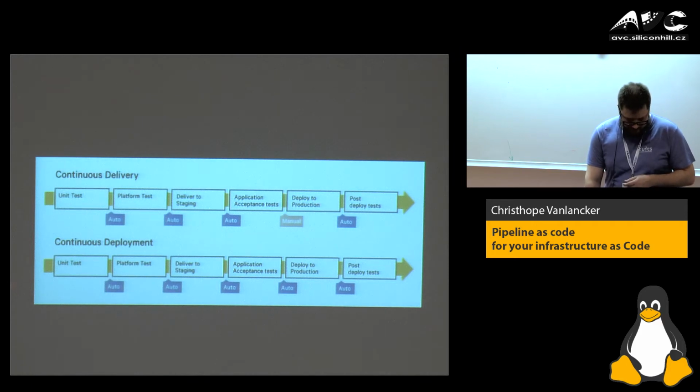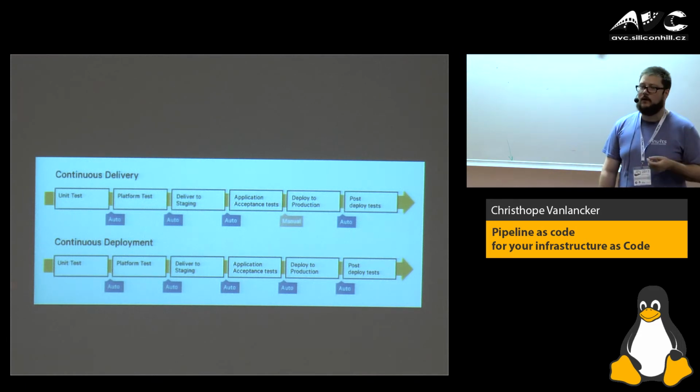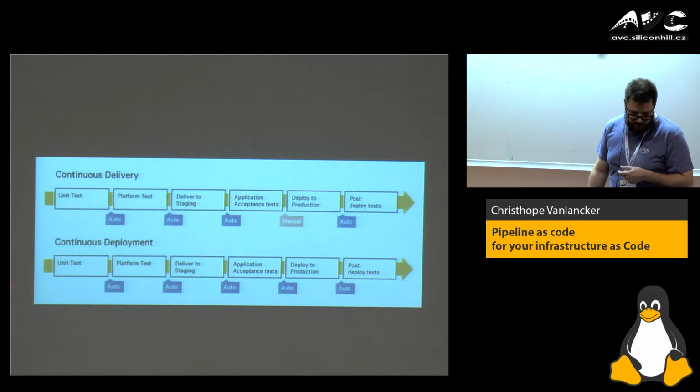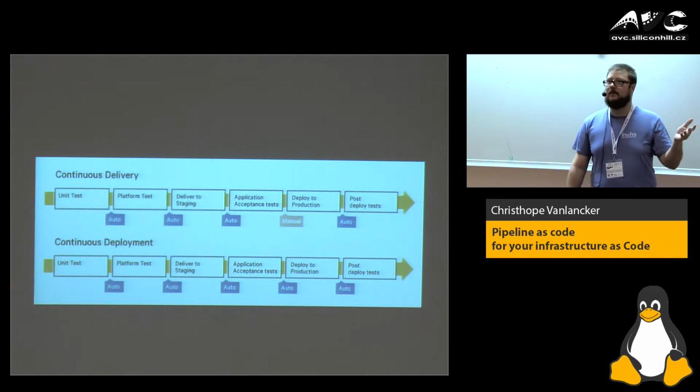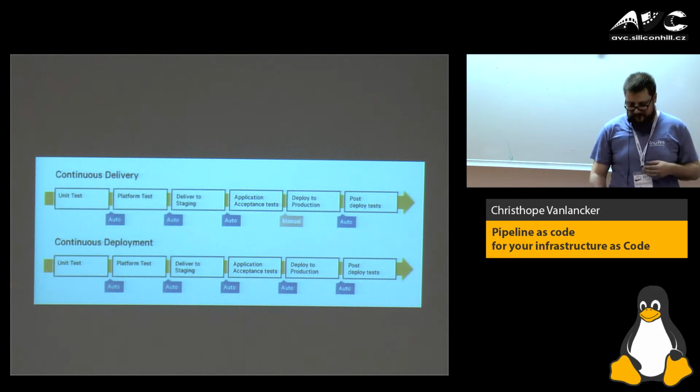So this is illustrated. Continuous delivery is you test stuff, and then through manual promotion you get stuff in production, while with continuous deployment you automatically deploy to production when certain quality gates are being met.